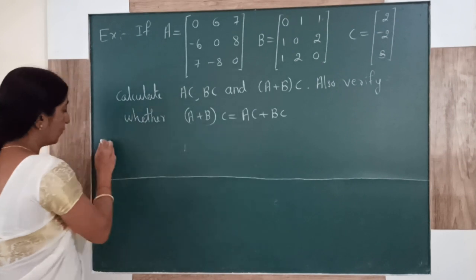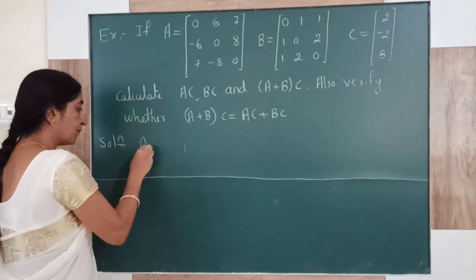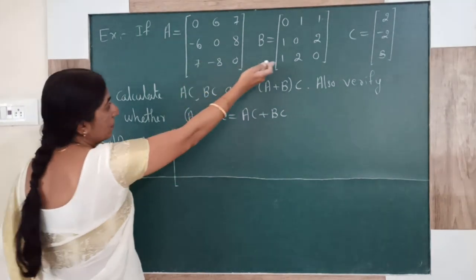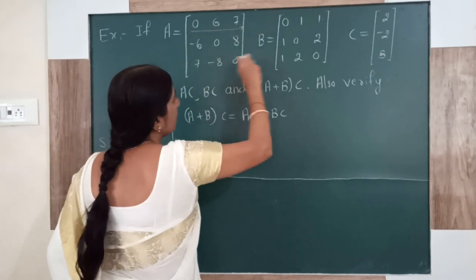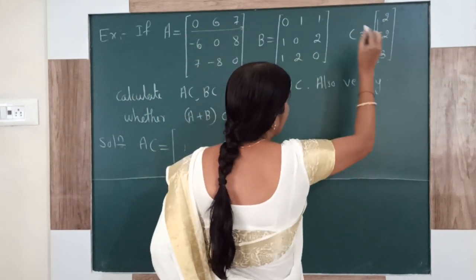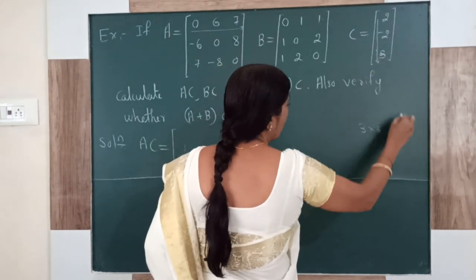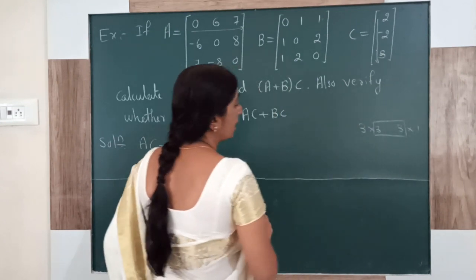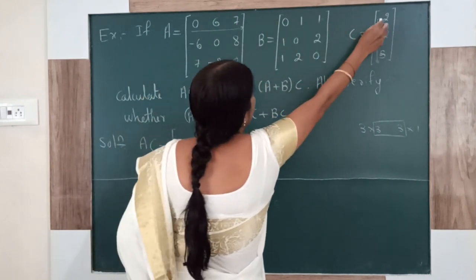So then tell me, in the solution we will start with what? We will start with AC, multiplying A and C. See, they are here, that's why I am just directly multiplying. First row with first column, only one column. This order is 3 by 3 and this order is 3 by 1. So your answer will be again 3 by 1. That means 3 rows, 1 column. First row with first column.